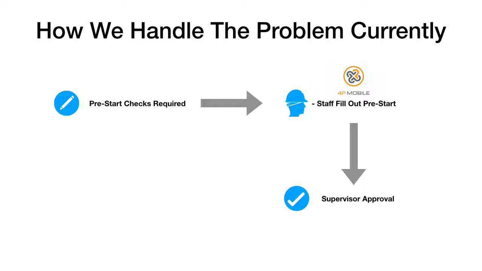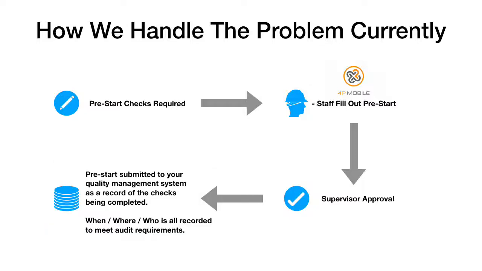Once these go to supervisor, obviously the supervisor can approve through the app, but supervisors can also be emailed copies of the checklist if need be. But it doesn't really stop there, because generally what you're going to then need to do is submit those pre-starts into your quality management system. So the when, where, and the who is all recorded to meet your audit requirements. And this is important because most large sites need to meet a quality system or a safety or an audit requirement. And a lot of apps on the marketplace don't meet this requirement. And that's one of the reasons we created 4P Mobile in the first place.